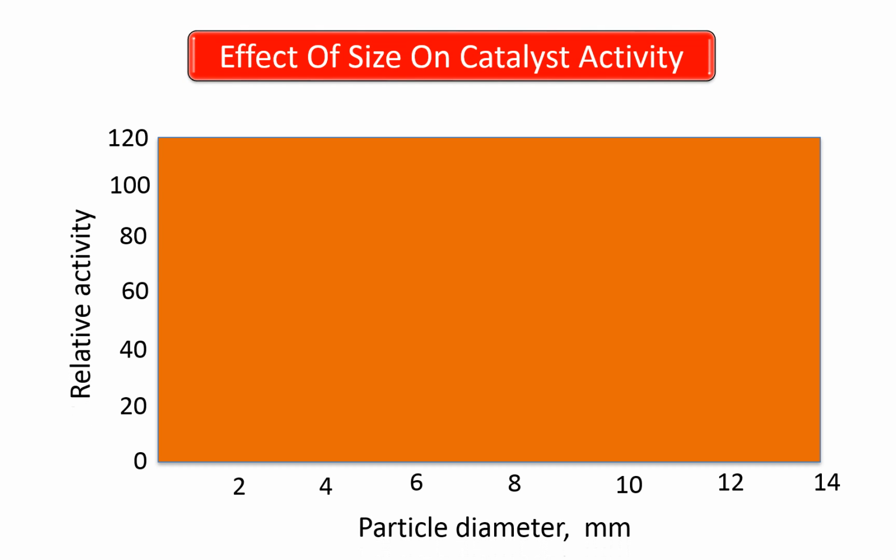This graph illustrates the relative activity versus particle diameter in an ammonia synthesis reactor. Relative activity is 100% when the particle diameter is less than 1 mm. As the particle size increases, the activity decreases, reaching a value of close to 10 at 13 mm diameter.